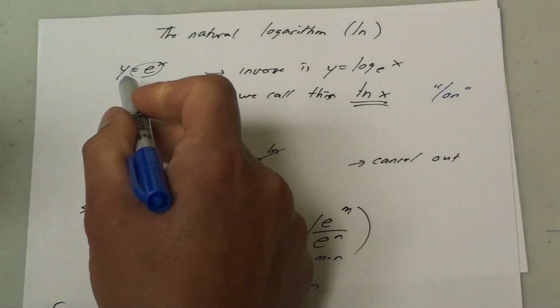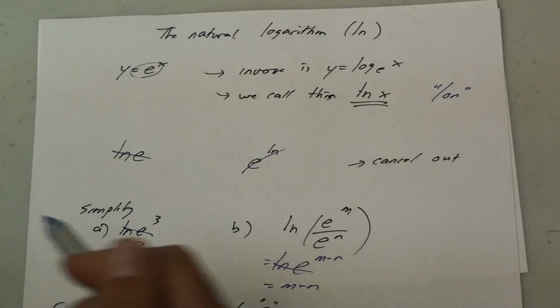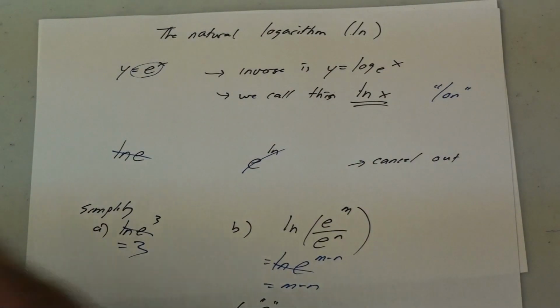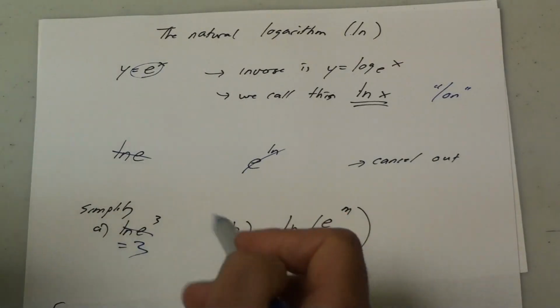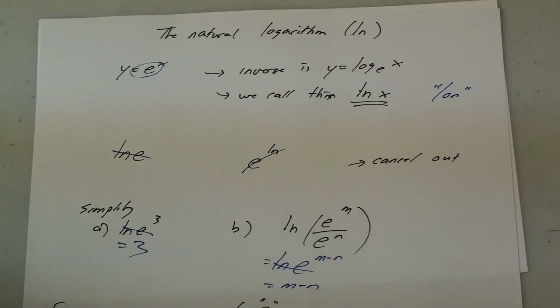So this is just a very short lesson on the natural log. It's the inverse of the natural number e. If you ever see it in an equation, it just tells you that you're dealing with a base of e instead of the other bases that are in logarithms.